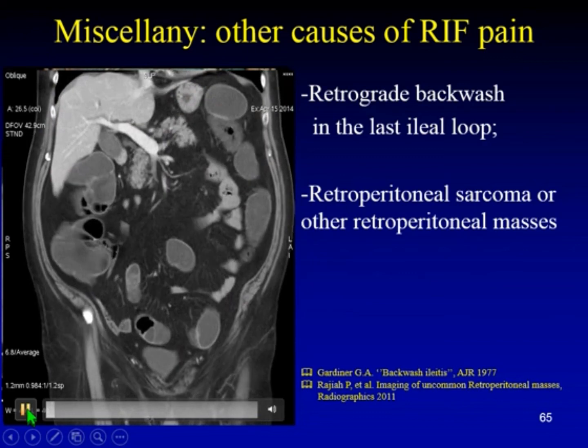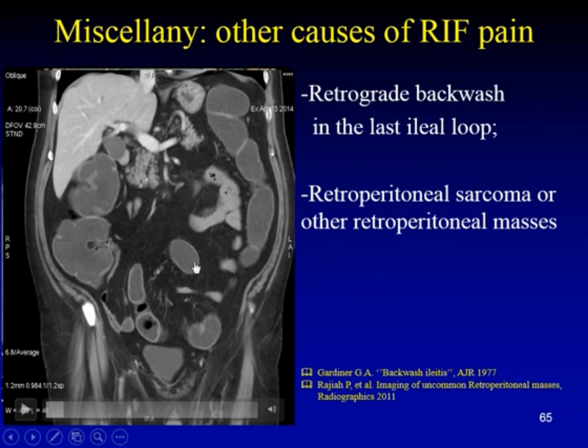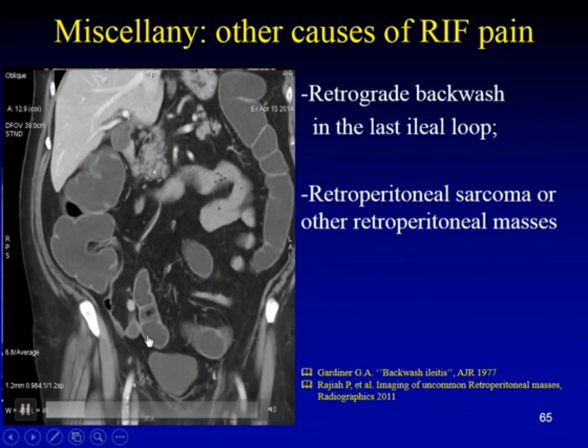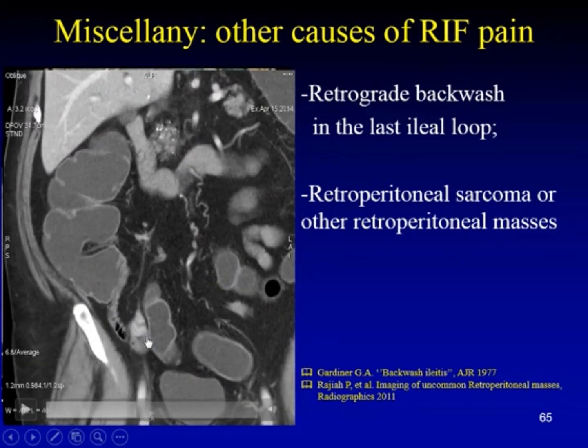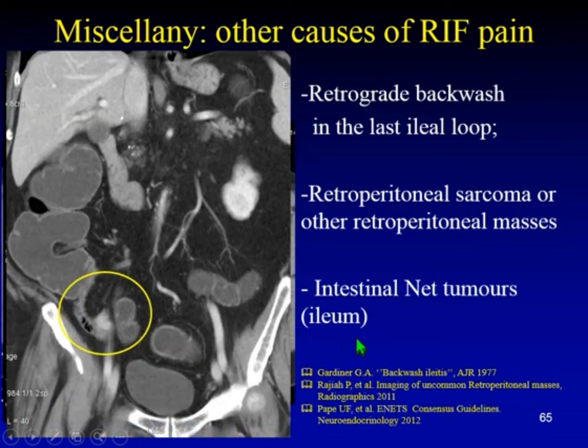Third case, this is a man who arrived with anemization and right-sided abdominal pain. We performed colon distension and small bowel distension, and look at what we found. This small solid, tiny nodular lesion here, hyperenhancing in the last ileal loop. We immediately thought, with the experience of before, of a GIST. In reality, the surgical diagnosis was an intestinal NET tumor of the ileum, and this is the third article that I suggest you read.